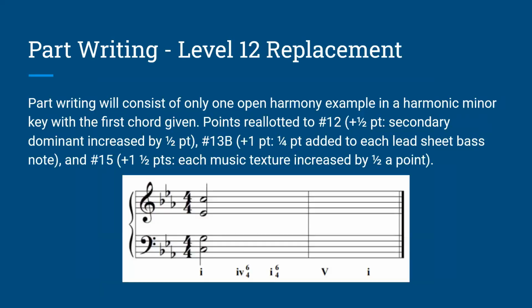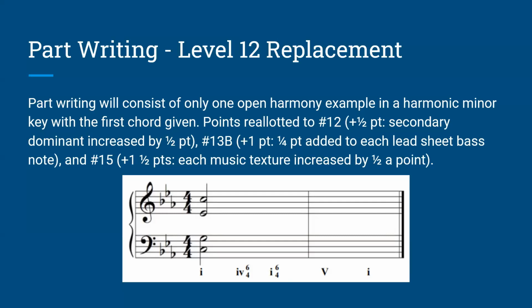The part writing for level 12 has looked like this, and we are going to now have it look like this. Only one example instead of 2. It will be in a harmonic minor key, and the first chord will be given. So they'll essentially have guidance on how to start in their open harmony example, and it will be worth, of course, a whole lot fewer points due to only one example.